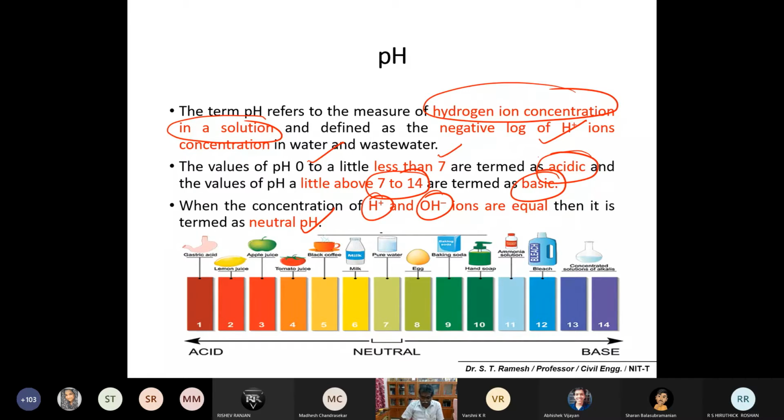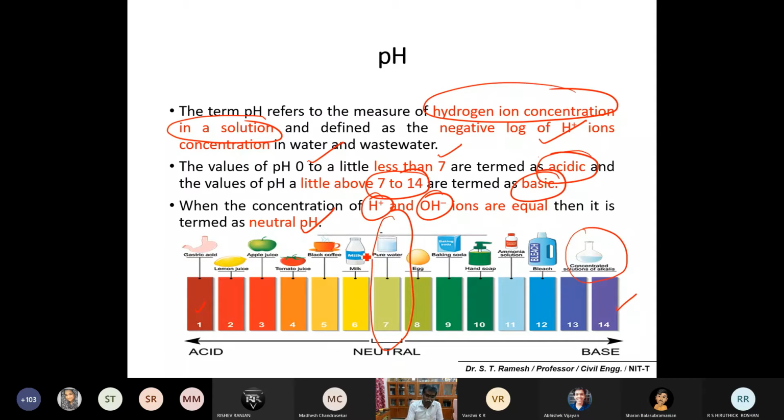So you can have a look at the pH range normally, starting from 1 to 14. In our stomach, gastric acid may have an acidic pH value of 1, lemon juice a pH value of 2, apple juice about 3, tomato 4, black coffee about 5, and milk about 6, and pure water is 7. That's what I told you. Drinking water is neutral in pH, and egg, baking soda, hand soap, ammonia solution, bleaching powder, and concentrated solutions of any alkalis will come under base.